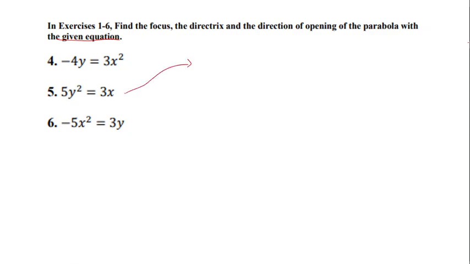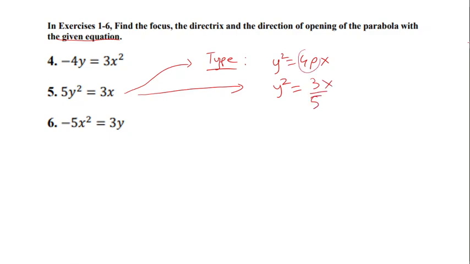Now let's look at here. What's the type? The type here is y squared equals 4px type. Let's match it, but first you have to change it to y squared only, like isolate y squared. That will be 3x over 5. So now here you can match these. So this will be 4p equal to 3 over 5, and p will be equal to 3 over 20.